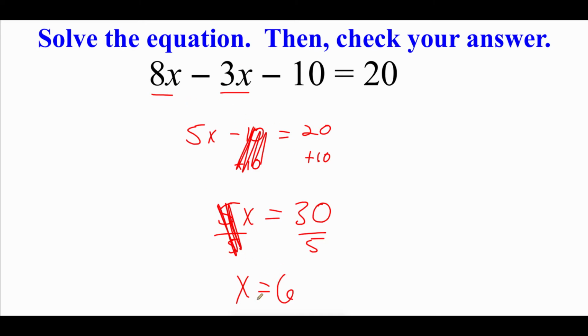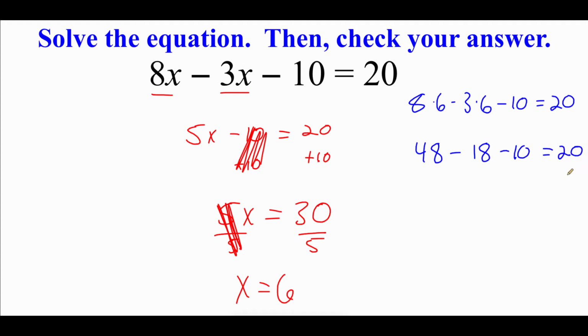Now what we need to do is take that 6 and plug it back into our equation up at the top for the x's to make sure that this does in fact match up. So we're taking 8 times 6 minus 3 times 6 minus 10, and all of that is supposed to equal 20. Now, if we think order of operations, we're going to need to take care of that multiplication first. So 8 times 6 is going to be 48, minus 3 times 6 is going to be 18, and then we still have minus 10, and we're still hoping this is equal to 20.